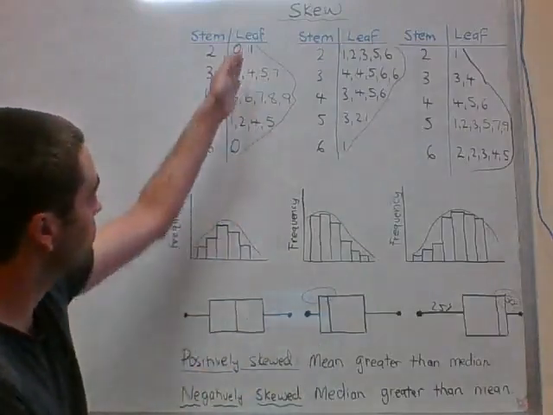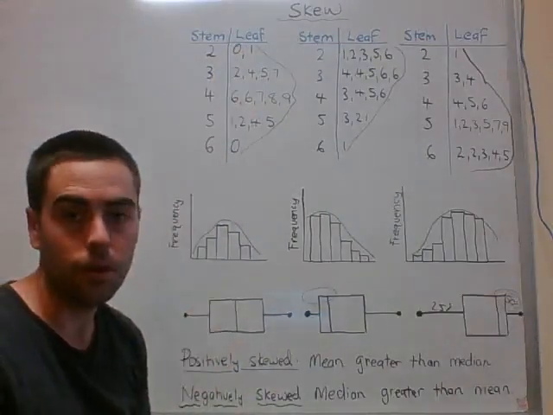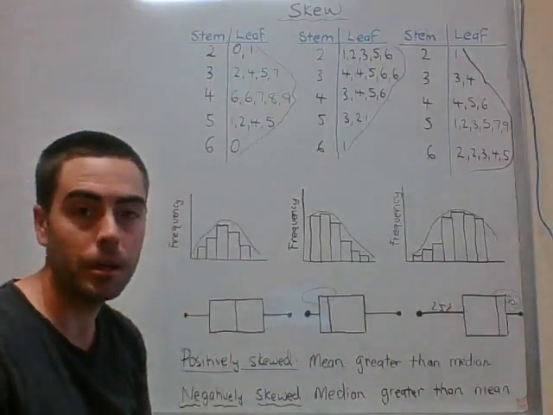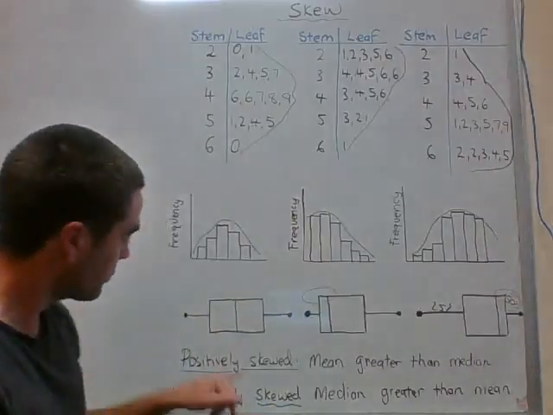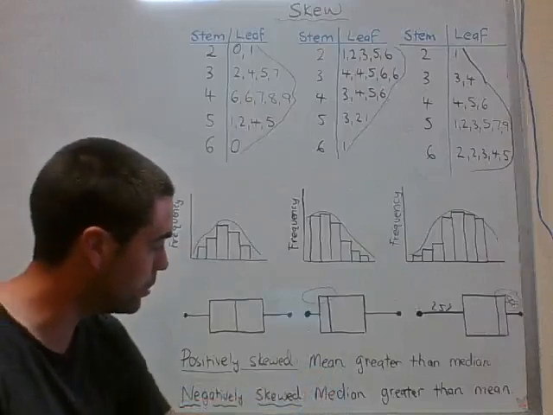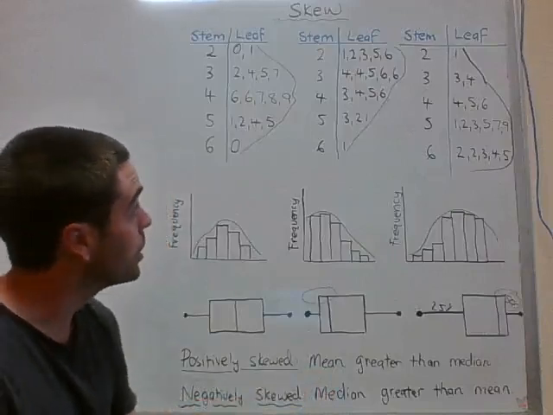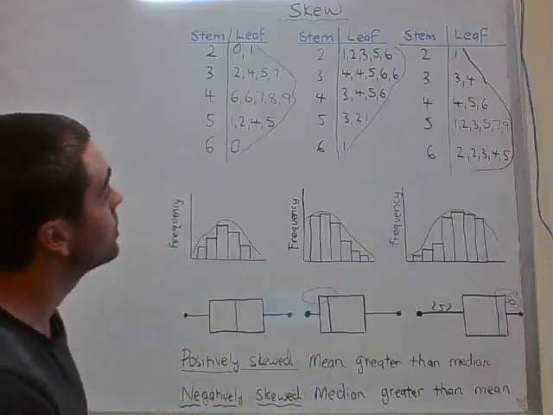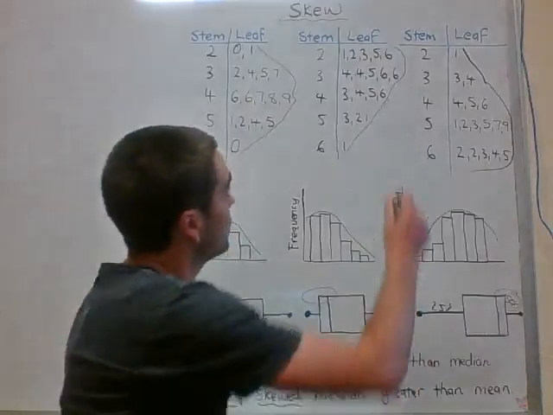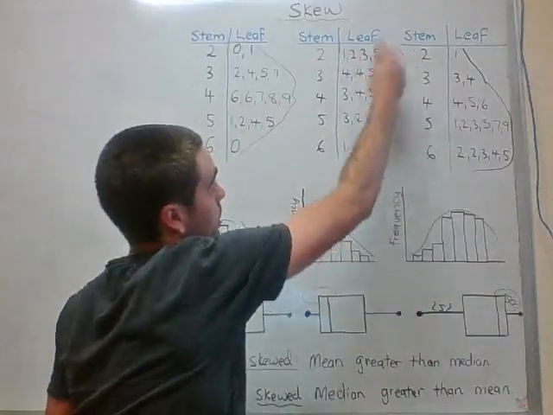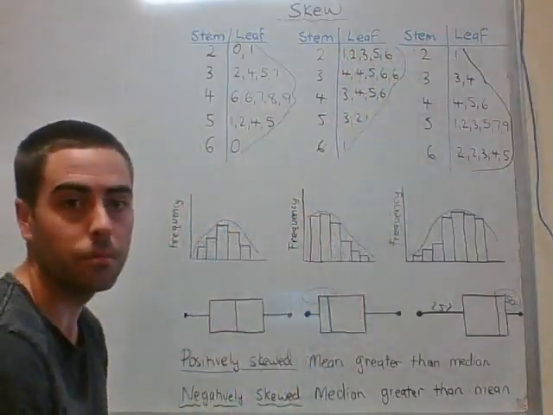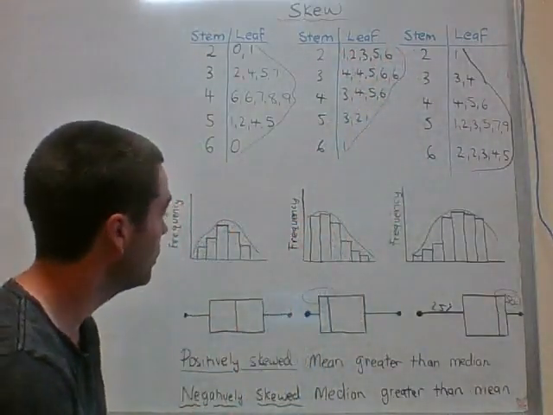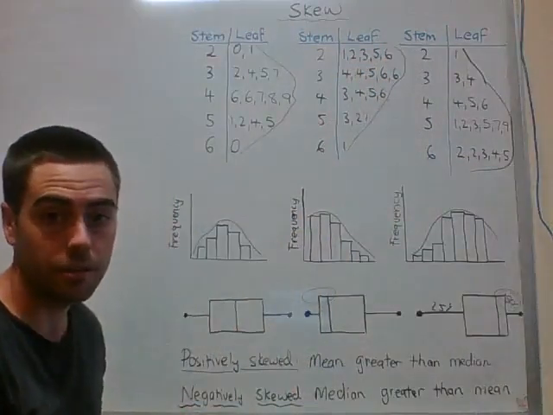Just a couple of quick observations about the different skews. When the data is symmetrical, you'll find that the mean and the median are very, very close together, almost identical. If the data is positively skewed, the mean will be greater than the median. The reason for that is the median is going to be somewhere in here because that's where all the data is, but these higher points down here are going to pull the mean up, making the mean greater than the median. And finally, negatively skewed, the median will be greater than the mean.